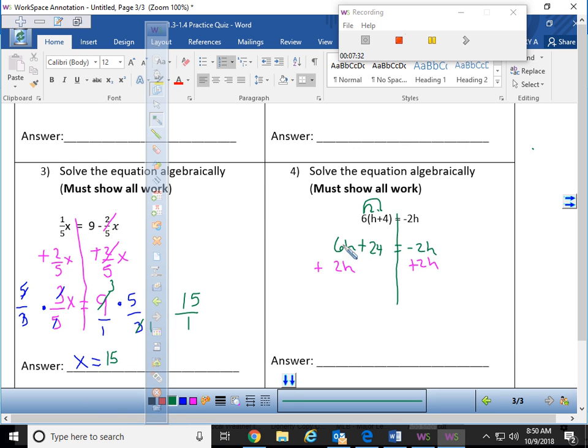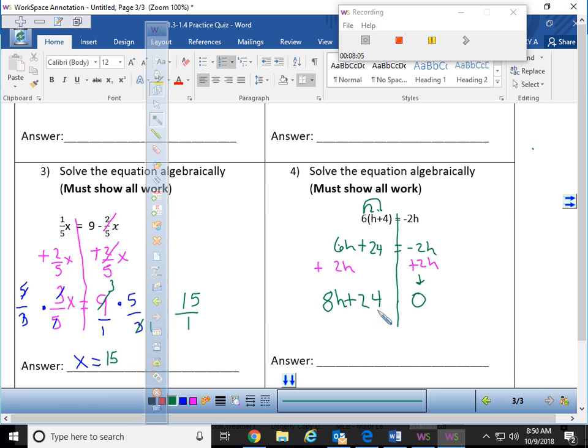When I do that, let's go over here first. What's negative 2h plus positive 2h? That's 0. Now, I need some number over here. I can't just leave it blank. Normally I don't write 0, but in this case I actually have to write the 0 because I don't have anything else to bring down. Over here, 6h plus 2h is 8h plus 24. All right, now we're in good shape.